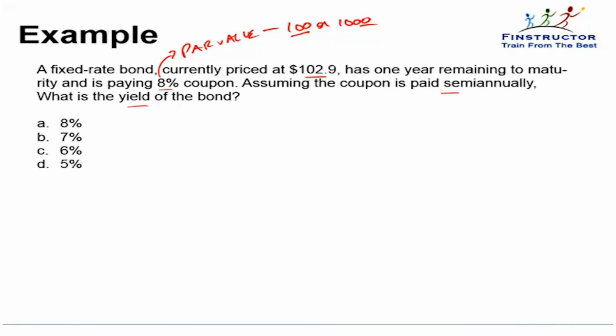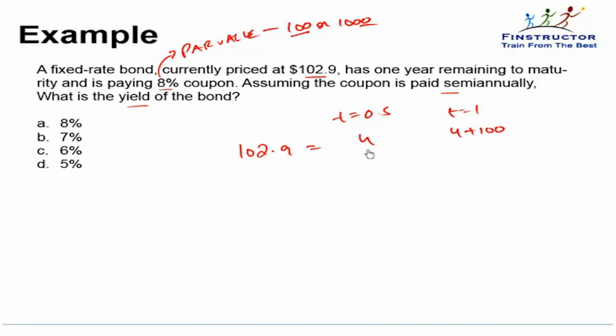Assuming the coupon is paid semi-annually, what is the yield on the bond? So first, let's depict the cash flows from this bond and then try to calculate the yield. Now it's a different problem because the price is given to us. So 102.9 is given to us. The cash flows are given to us. That is 8% by 2 into $100, that is $4 at the end of 6 months, because 1 year is remaining to maturity. And then at the end of 1 year, another $4 plus $100 at maturity.